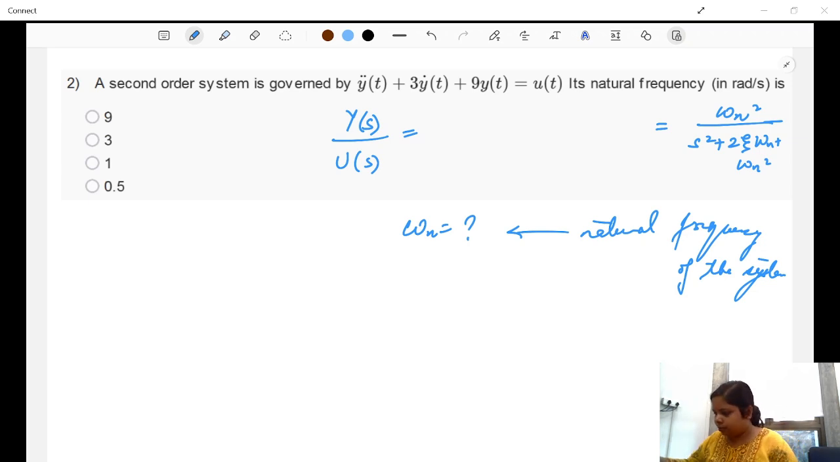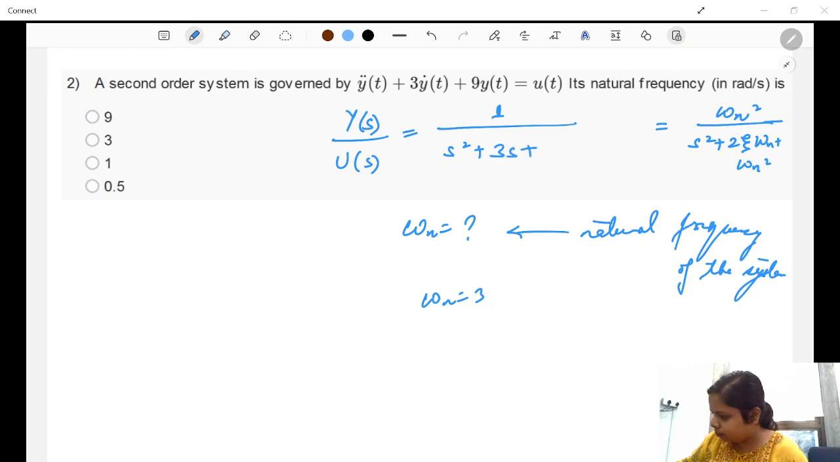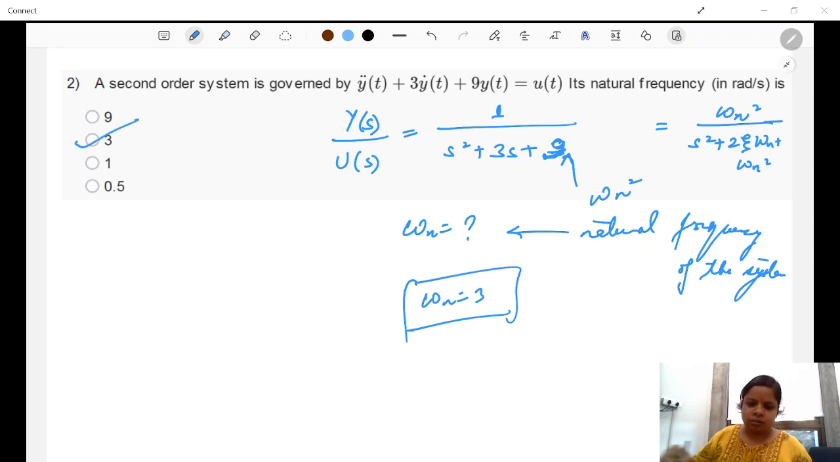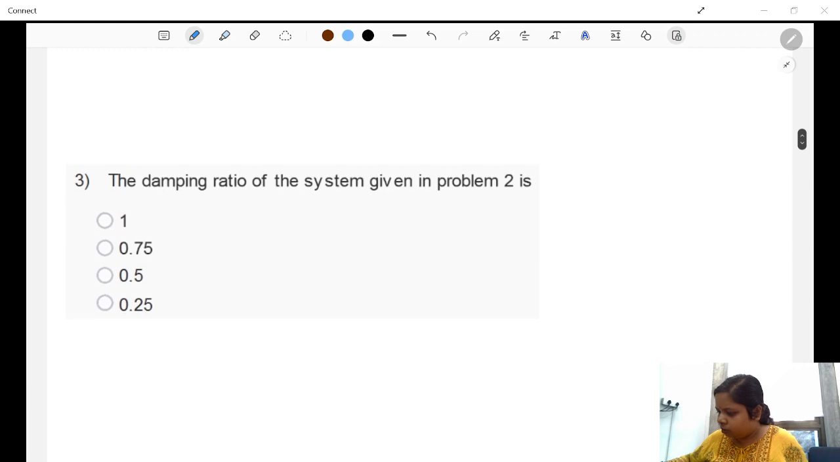Yeah, right. The answer is 3. It is because when you try to find this, you get 1 upon s square plus 3s plus 9, and this is omega n square, so omega n is 3. So this is your answer. Okay, we'll move to the third question.